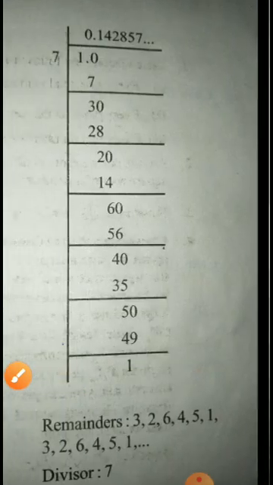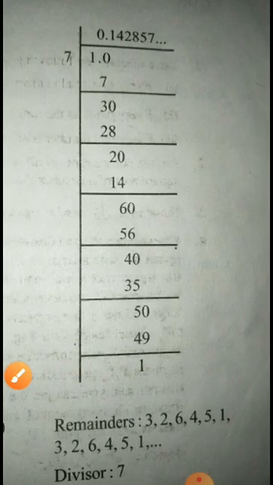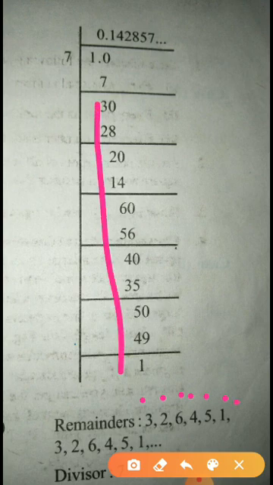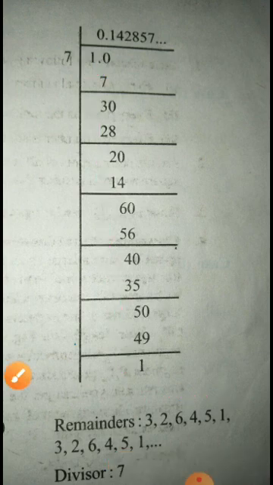Okay, so I'll be getting it as like this. It was 1. Okay, then 7. 7 ones are 7 and so on. I got my remainders as 3, 2, 6, 4, 5, 1. Again if I go on, it will be repeating the same because here I have got that 1. Okay. So in this, what have I got?